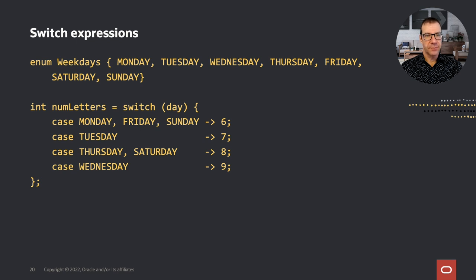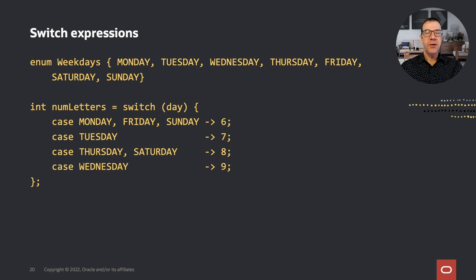Here's an example. You'll see that the switch is on the right-hand side of an assignment, so therefore it's an expression. You'll also see that in the switch block, after the case label, we have an arrow, not a colon. This is a new sort of clause that can appear in the switch block. To the right of the arrow is an expression. So, for example, if the value of the day was Tuesday, then the value of the switch expression as a whole is the value to the right of the arrow, namely 7.